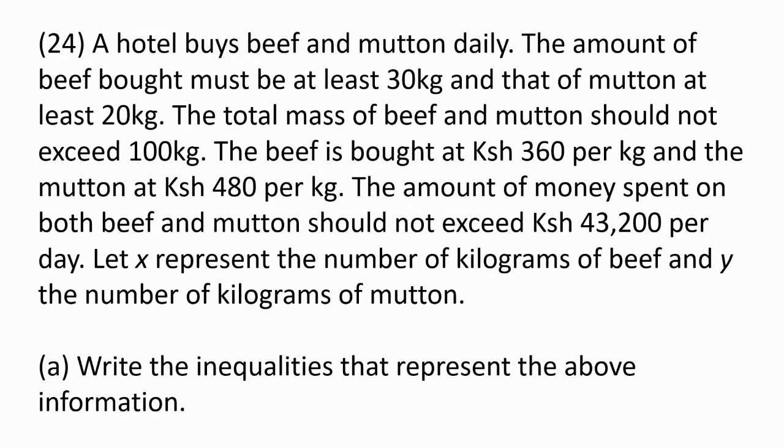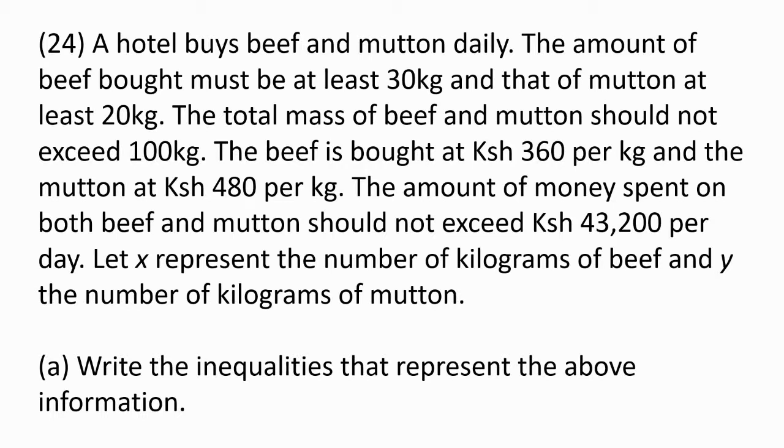Question 24. A hotel buys beef and mutton daily. The amount of beef bought must be at least 30 kilograms and that of mutton at least 20 kilograms. The total mass of beef and mutton should not exceed 100 kilograms. The beef is bought at 360 Kenya shillings per kg, and the mutton at 480 Kenya shillings per kg. The amount of money spent on both should not exceed 43,200 per day. Let X represent the number of kilograms of beef and Y the number of kilograms of mutton.